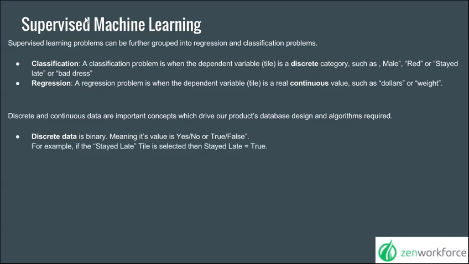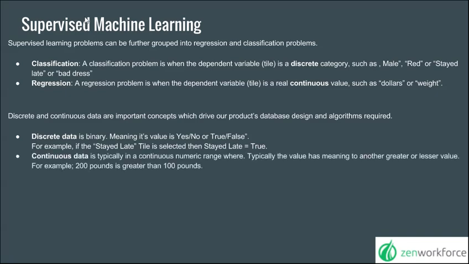And continuous data is usually a number within a range, and the value has meaning relative to another, like a greater value or a lesser value. So 10 might not have a lot of meaning, but 10 relative to 12 or 10 relative to 20 has meaning because it is along a continuum. So continuous data is a very important concept to have in this whole thing.